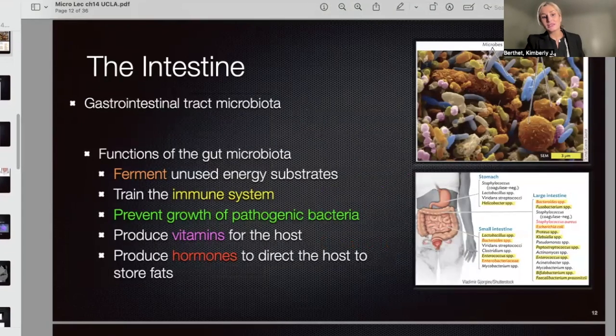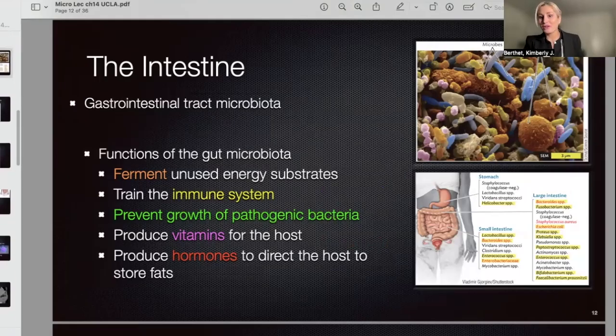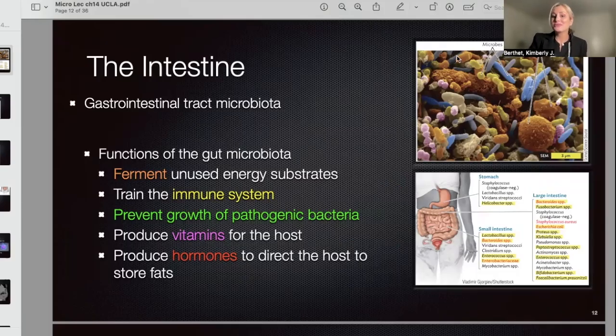Looking at the intestines, we can look at the benefits of having microorganisms in our intestines. Here we see this scanning electron microscopy image where we see different species of microorganisms. We see bacillus, we see cocci, all living together. All of these microorganisms have different benefits to our body. We have mostly a symbiotic relationship with them.